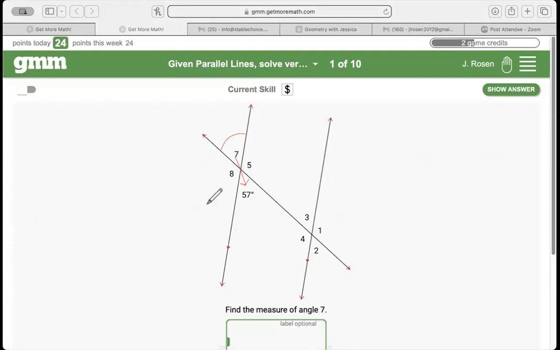Now, I also want to show you, this is kind of neat. This whole section, if we cut it and laid it right over top of this piece over here, the 7 would lay right on top of the 3, and the 5 would lay right on top of the 1, and the 8 would lay right on top of the 4, and the 57 would lay right on top of here, right? So when we know any kind of measure on this one, we're going to know the measurements over here as well. So since 2 is vertical to 3, this is also 57 degrees. It's pretty neat. So all of that to say, the answer is 57.